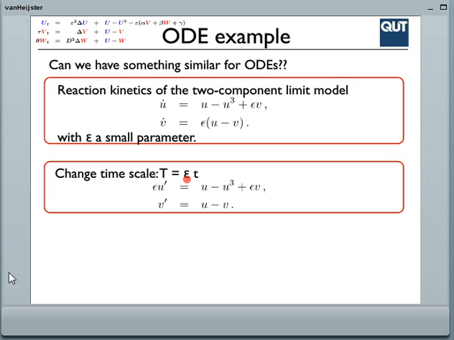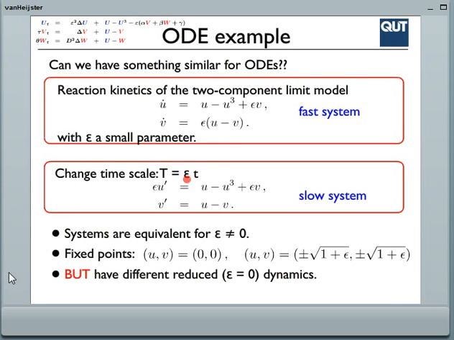So let's put epsilon to zero in both equations. I will call the top one fast, and the bottom one I will call slow. As I said, the systems are the same when epsilon is not equal to zero. There are three fixed points: one in the origin, and two around plus and minus one.